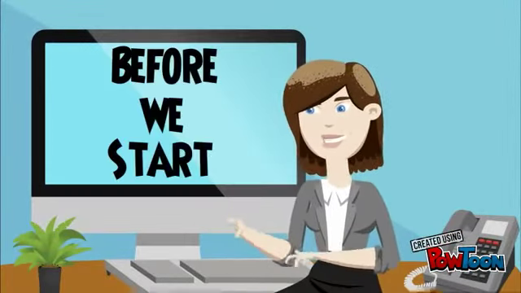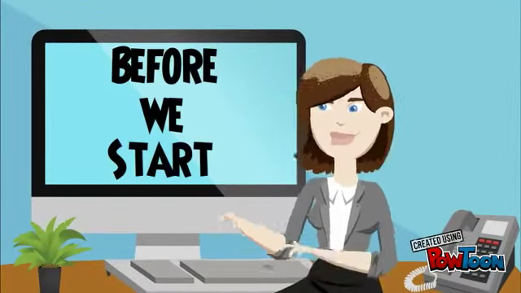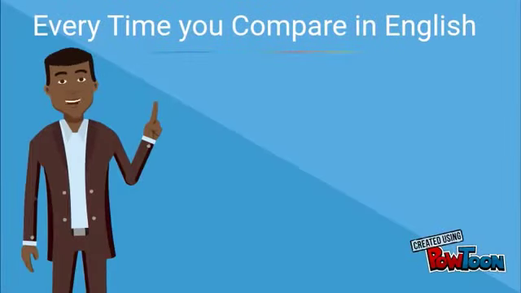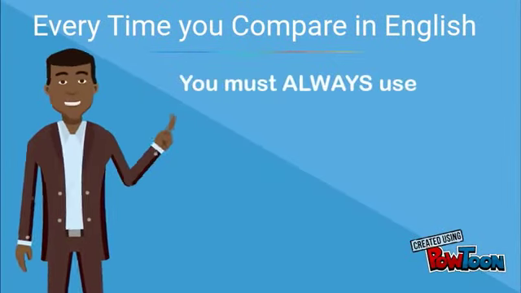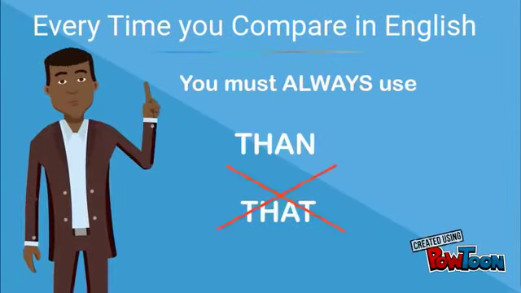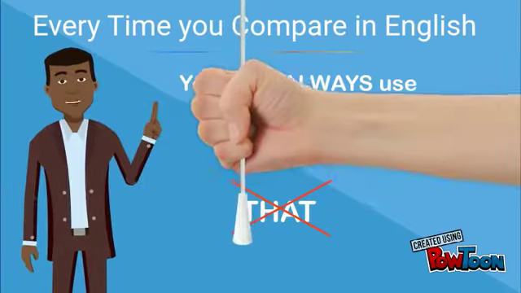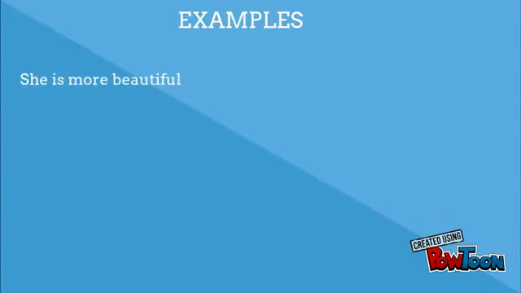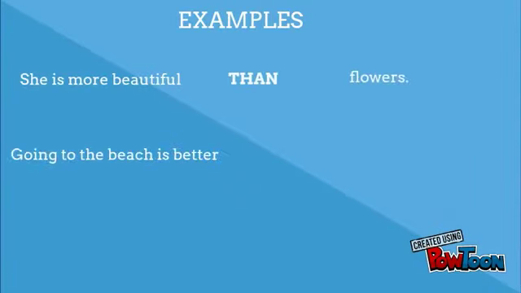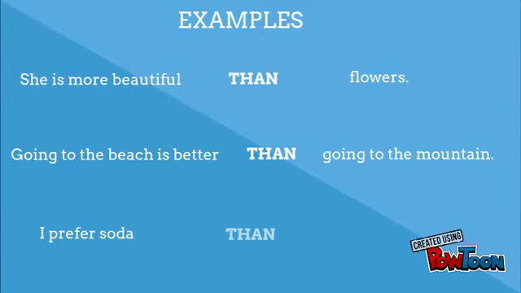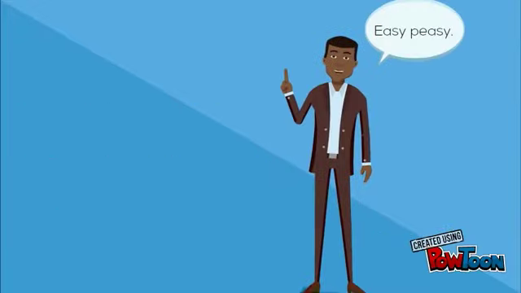However, before we start, I need you to know something. Every time you compare in English, you must always use than instead of that. For example, she is more beautiful than flowers. Going to the beach is better than going to the mountain. I prefer soda than orange juice. See? Easy peasy. Let's start now.